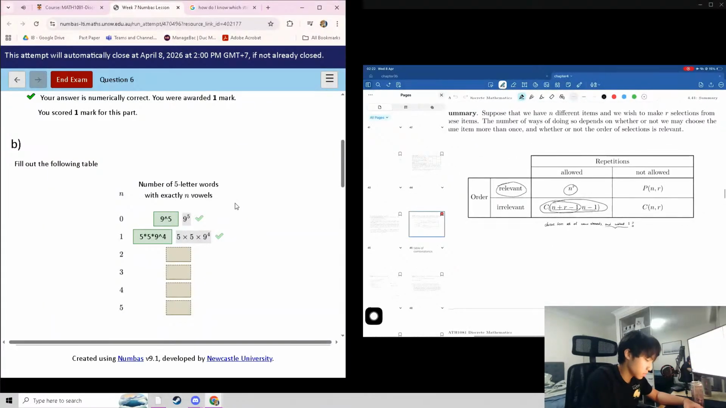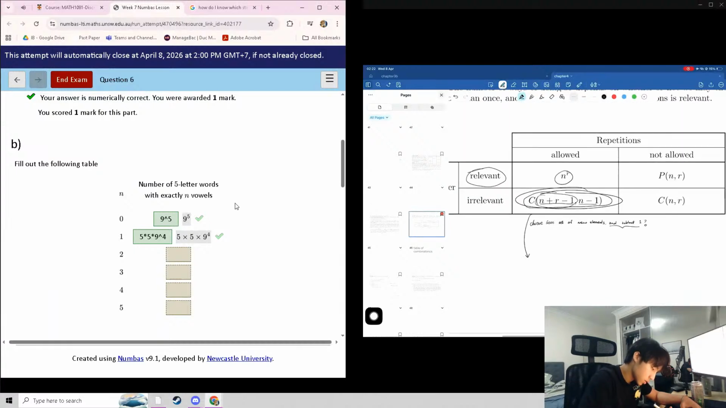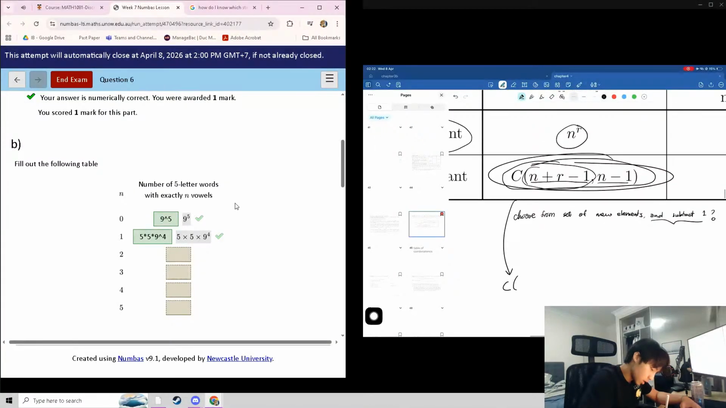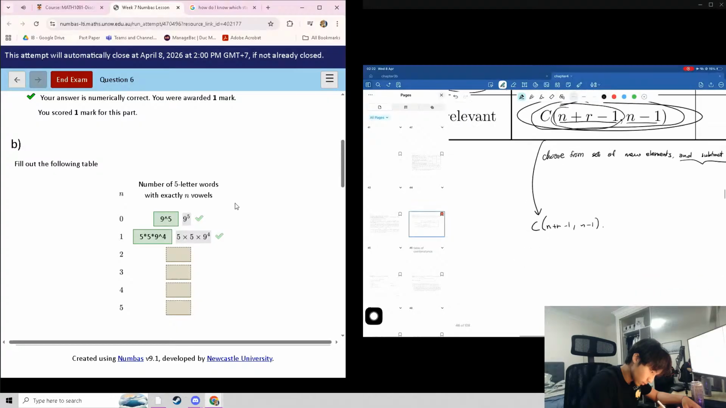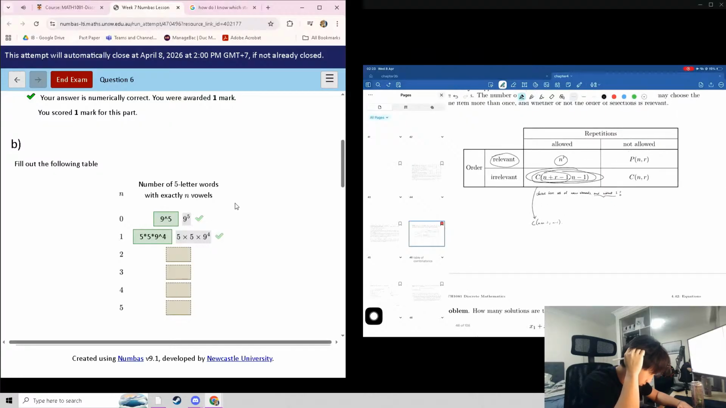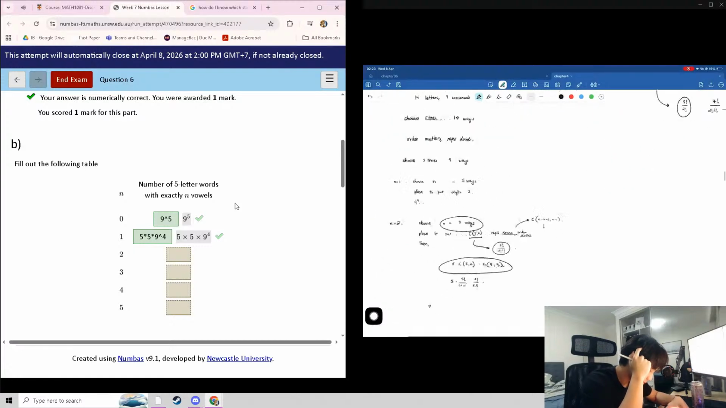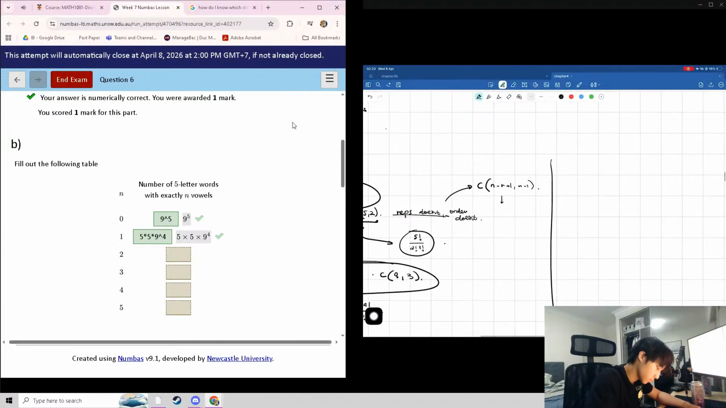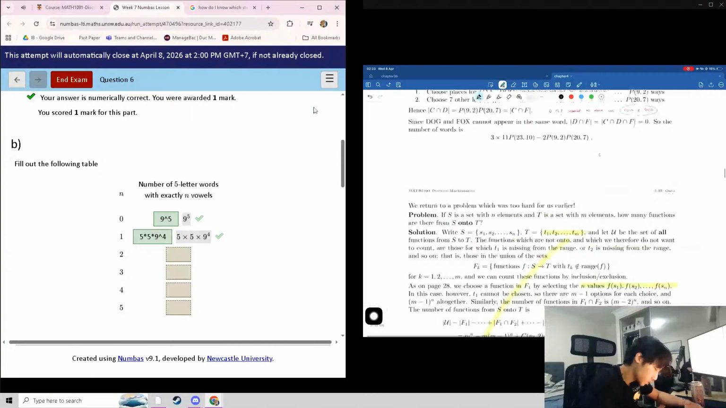Order is irrelevant. Yes, repetitions are allowed. Once again, it's this: C of n plus r minus 1, and minus 1. Can I reread the question? Did I get that?